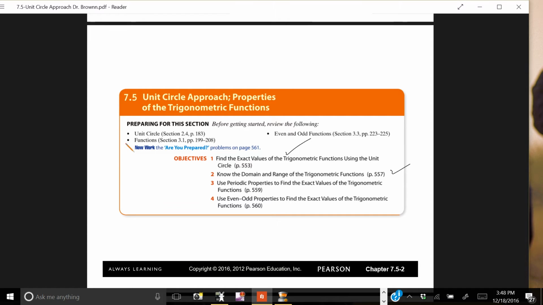Then we're going to see that the trig functions repeat themselves and have what we call periodic properties, and we're going to use these properties to find the exact values of the trig functions. And then we're going to also see that the trig functions are either odd or even, and we're going to use these understandings to find the exact value of the trigonometric functions.